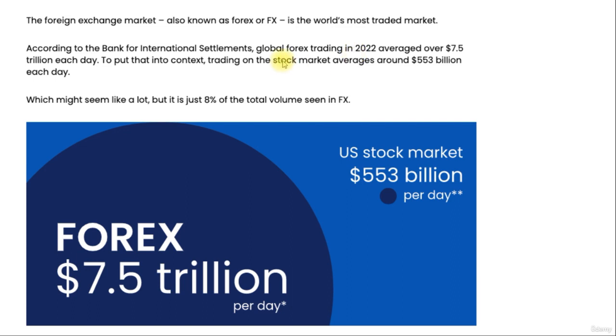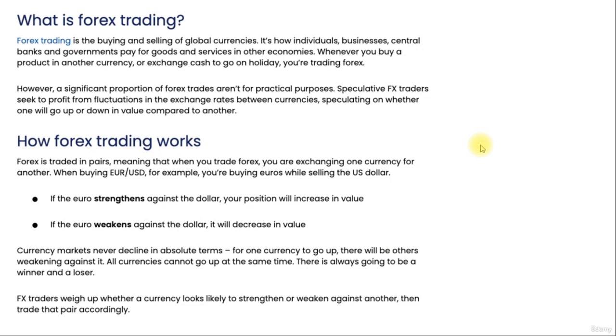According to the Bank for International Settlements, global forex trading in 2022 averaged over $7.5 trillion each day. To put that into context, trading on the stock market averages around $553 billion each day, which might seem a lot, but it is just 8% of the total volume that is seen in FX. Here you can see Forex market is traded on an average $7.5 trillion per day, whereas in the US stock market, the per day volume is $553 billion. So by this you can get an idea how huge the Forex market is.